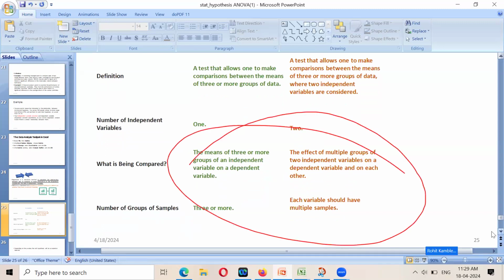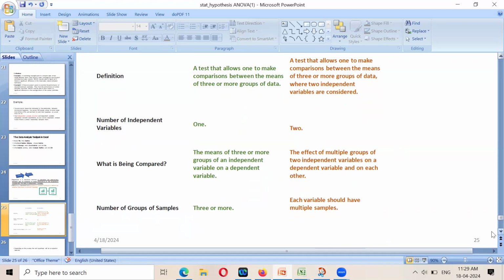Who is doing that? I think somebody is doing something on the screen.